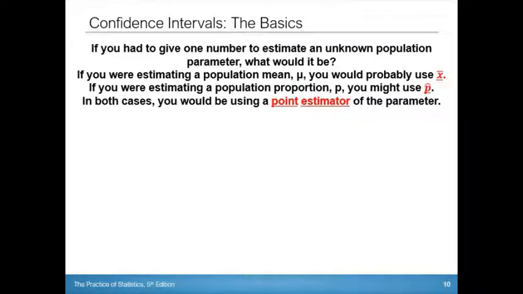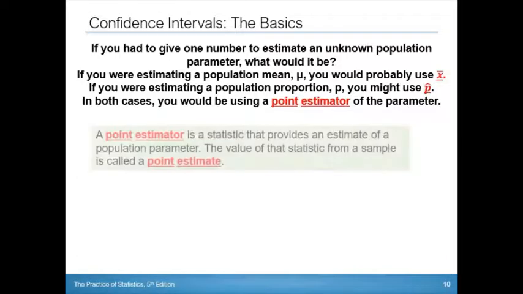All right, so if you had to give one number to estimate the unknown population parameter, and you're looking at population means, you're probably going to use X bar, like we saw in the mystery mean example. The X bar was the only estimate we had, so that point estimate is the one you're going to use. Now, if you're trying to estimate a population proportion, or P, then you will use the P hat. In both cases, these are called the point estimator. It's simply the statistic that we got from our sample, all right?